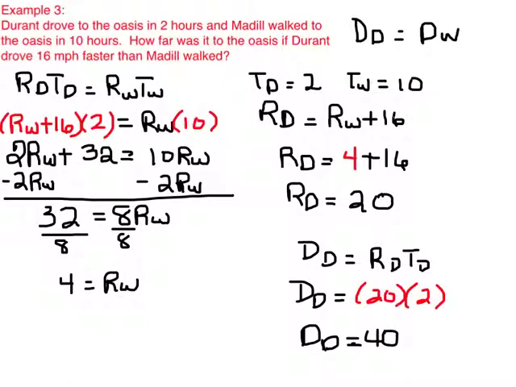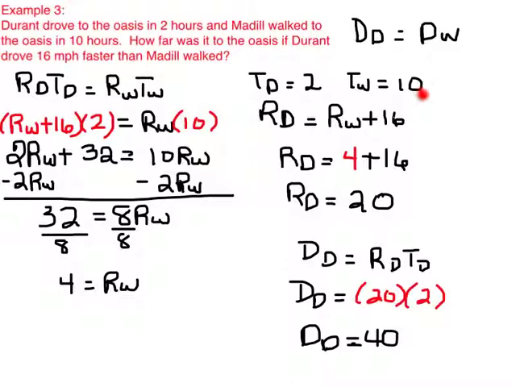Example 3. Durant drove to the oasis in 2 hours, and Medill walked to the oasis in 10 hours. How far was it to the oasis if Durant drove 16 miles per hour faster than Medill walked? Alright, so we have a driving time and a walking time. So we're going to have distance of driving equals distance of walking. So instead of distance, we're going to put RD times TD equals RW times TW. What do we know? We know that the time of driving was 2 and the time of walking was 10.